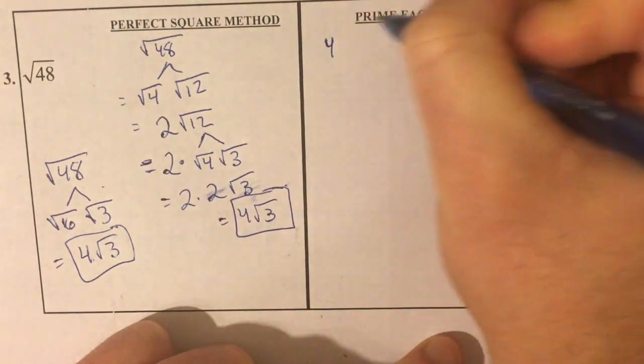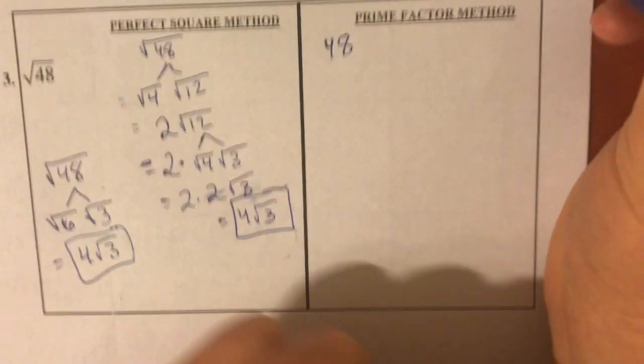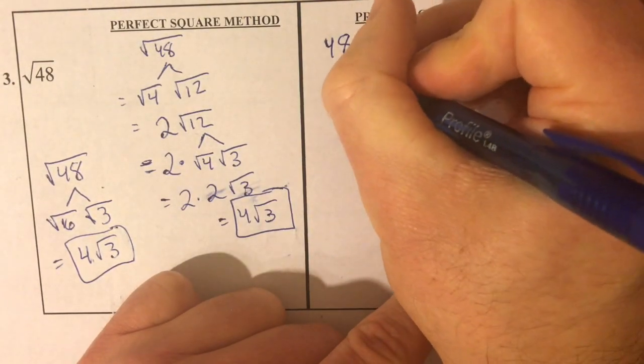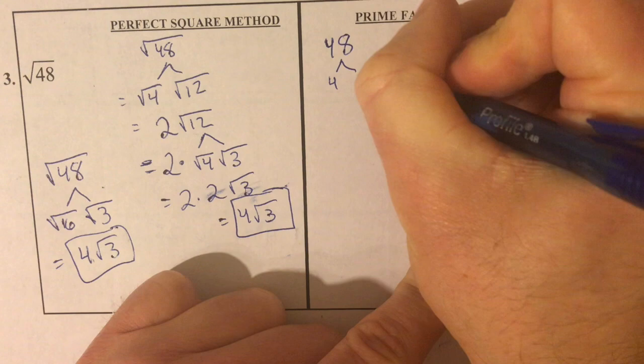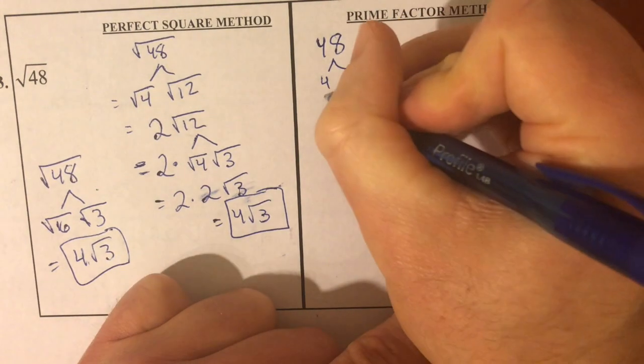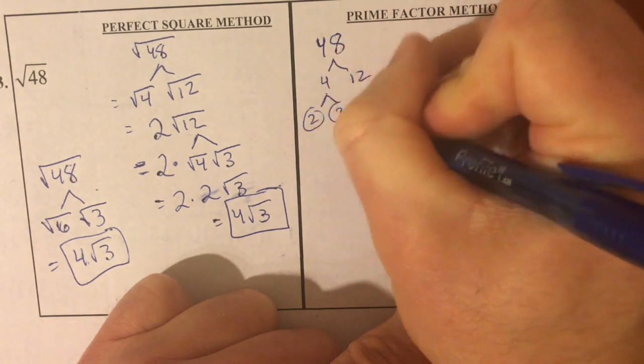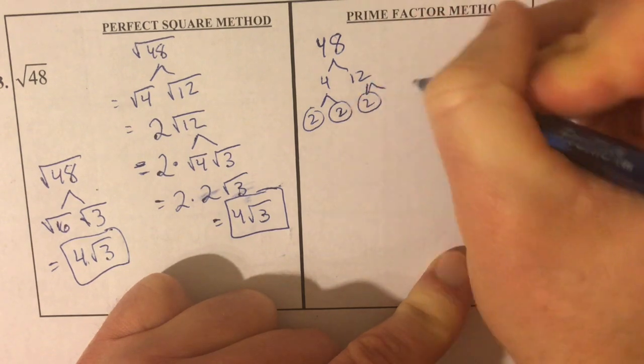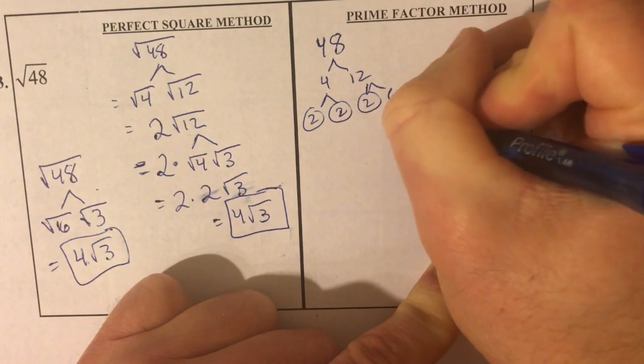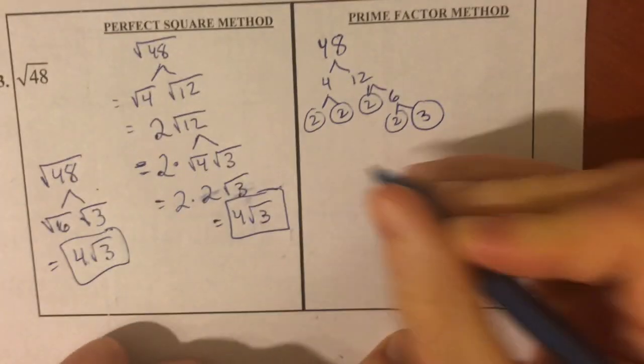If you're thinking of the prime factors, and you're still trying to make up your mind which way you like, totally fine. Maybe you start again with 4 and 12, and then you break them down. Well, 4 breaks down to 2 times 2. Those are both prime. 12 breaks down to 2 and 6. 6 breaks down to 2 and 3.